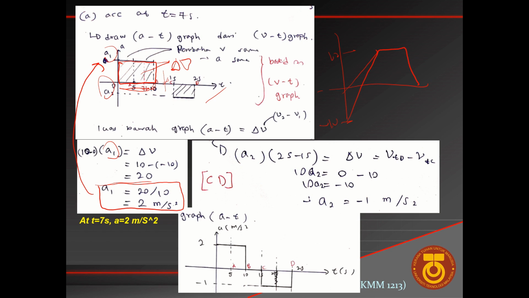Another part is 0, so you need to go to the last one, which also equals delta v. So a2 times 25 minus 15 equals delta v, where v2 is 0 and v1 is 10, so minus 10. You have a2 equal to negative 1 meter per second squared. So you have the values of a1 and a2 and the plotted graph, and you have answered the first question.